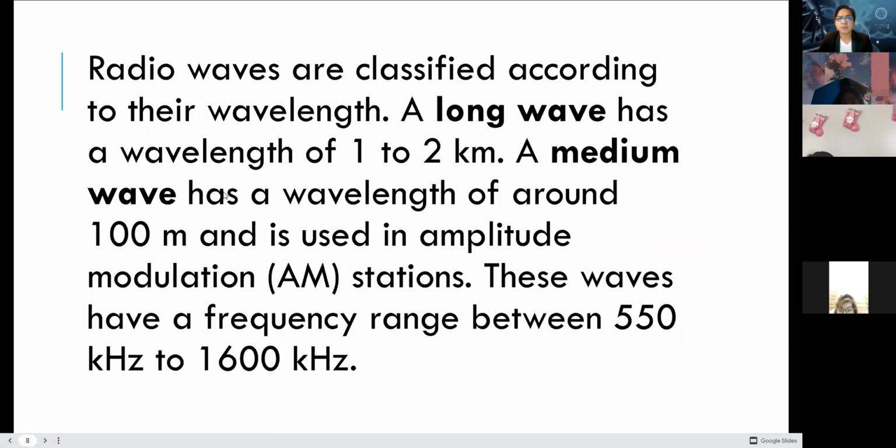Radio waves are classified according to their wavelength. A long wave has a wavelength of 1 to 2 kilometers. A medium wave has a wavelength of around 100 meters and is used in amplitude modulation or AM stations, your radio. These waves have frequencies between 550 kilohertz to 1600 kilohertz.